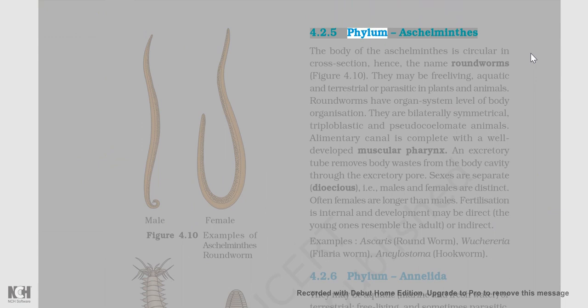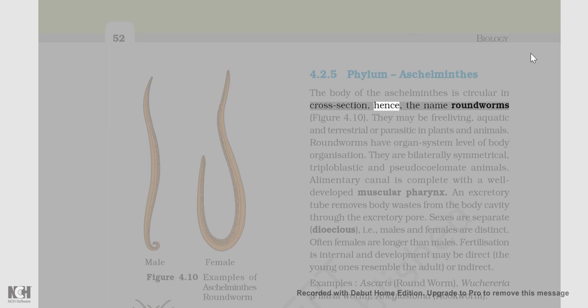4.2.5 Phylum Aschelminthes. The body of the Aschelminthes is circular in cross-section, hence the name roundworms, figure 4.10. They may be free-living, aquatic and terrestrial, or parasitic in plants and animals. Roundworms have organ system level of body organization. They are bilaterally symmetrical, triploblastic, and pseudocoelomate animals. Alimentary canal is complete with a well-developed muscular pharynx. An excretory tube removes body wastes from the body cavity through the excretory pore.